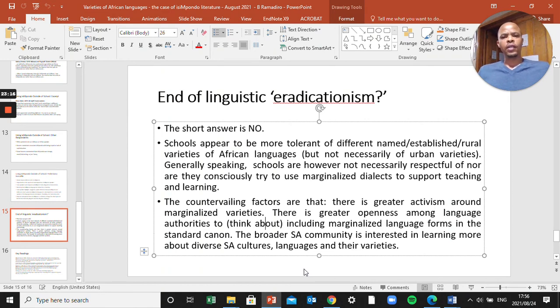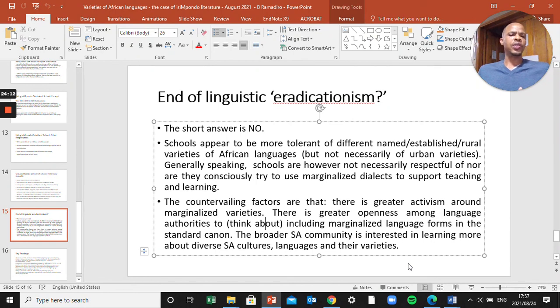But there also seem to be countervailing factors on the positive side. This is across the board, not just in the case of isiMpondo, but there appears to be greater activism around marginalized varieties of African languages, greater interest. People are using them a lot more in speech, and you see them a lot more in social media. Of course, this is anecdotal. There also appears to be greater openness among language authorities. For example, in the case of the Eastern Cape, South Eastern Cape is thinking and talking about working with us to explore writing children's literature in the other varieties of isiXhosa in the Eastern Cape.